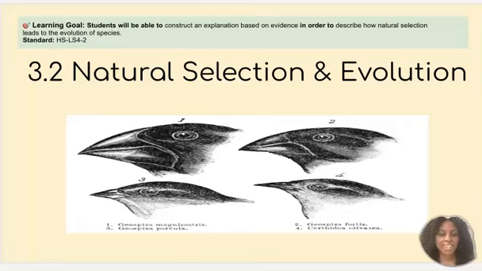All right, we are in lesson 3.2, natural selection and evolution. As always, feel free to pause the video and write down your learning goal and then press play whenever you are ready to continue. So let's first start off with a quick vocabulary review of that term, evolution.